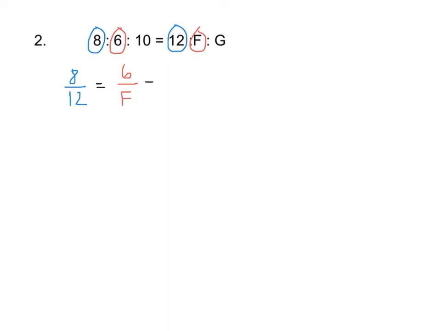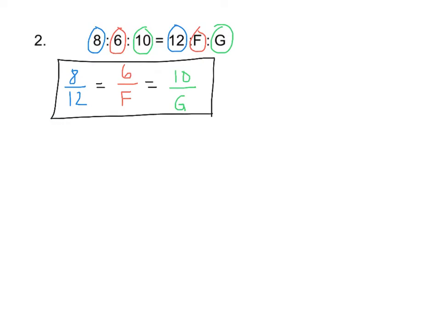And then I'm also going to write the third number on the left over the third number on the right. So I'll always start from left to right so that I don't make a mistake here. So we end up with this now. All of those proportions are equal to each other. Remember, proportions are just fractions. So those 3 fractions are equal to one another.